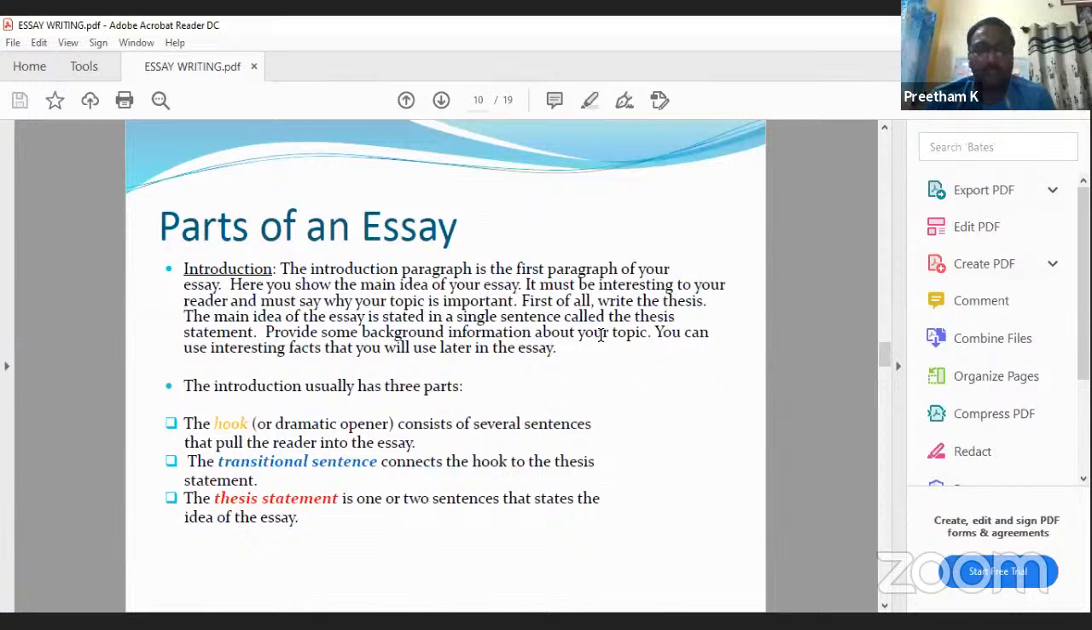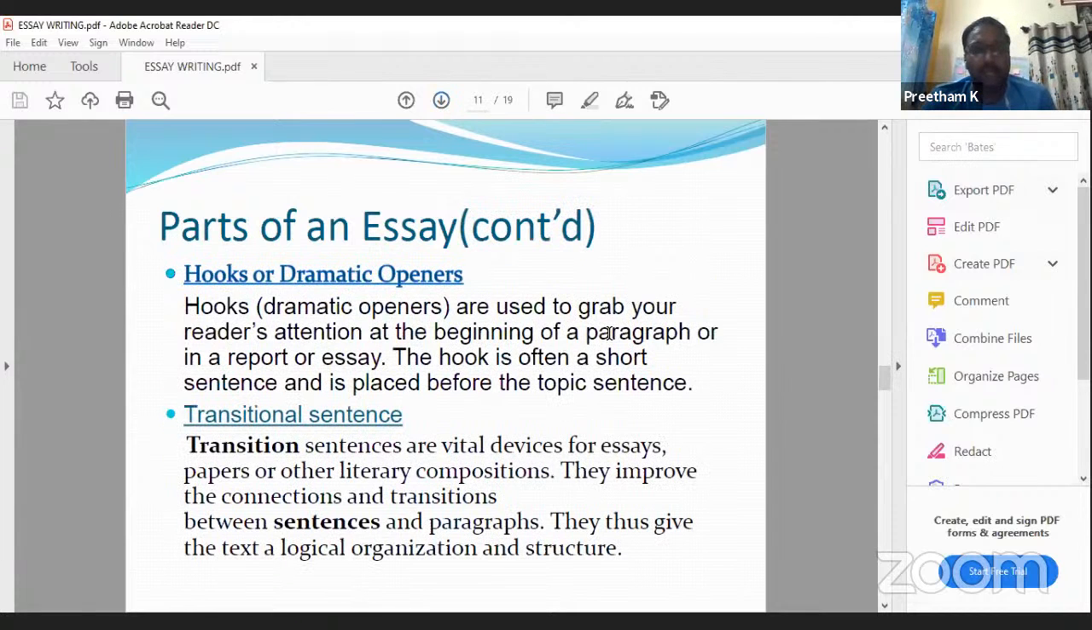The introduction usually has 3 parts. The hook, or a dramatic opener, consists of several sentences that pull the reader into the essay. The transitional sentence connects the hook to the thesis statement. Then the thesis statement is 1 or 2 sentences that state the idea of the essay. Parts of an essay: hooks or dramatic openers. Hooks are used to grab your reader's attention at the beginning of a paragraph or in a report or essay. The hook is often a short sentence and is placed before the topic sentence. A hook is like a dramatic opener, as I said: attractive quotes, phrases.